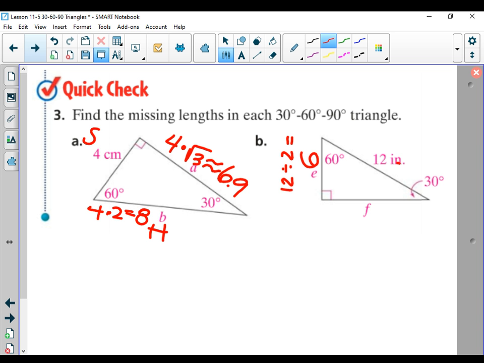And then if we do 6 times... So basically, all of the sides are connected to each other somehow. If you know the hypotenuse, divide to get the short leg. Now I can take the short leg times the square root of 3. 10.4. About 10.